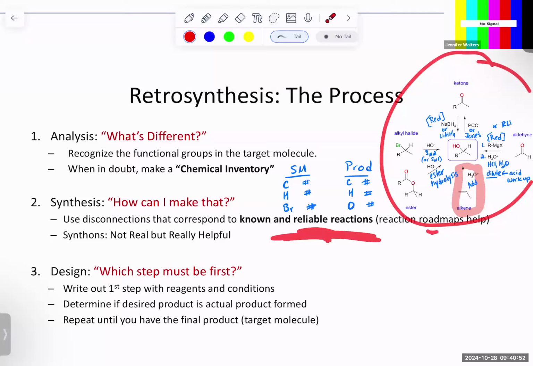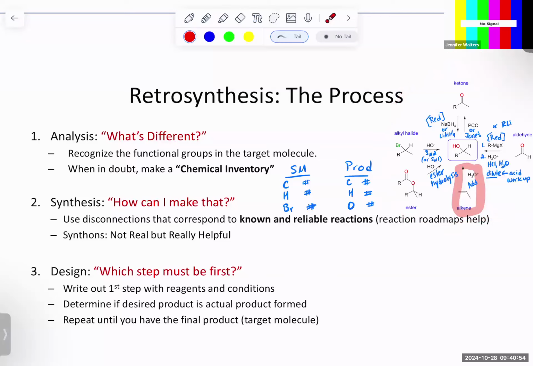So this is how you'll know what reactions I know to get to that desired product. If you're like, I'm stuck, I'm pretty sure there's some reaction, but I can't remember what it was, then you can use synthons. Synthons are not real, but they can be really helpful. What we're doing for a synthon is, let's break the bond based on the normal polarity of the bond and see if I can make that real.